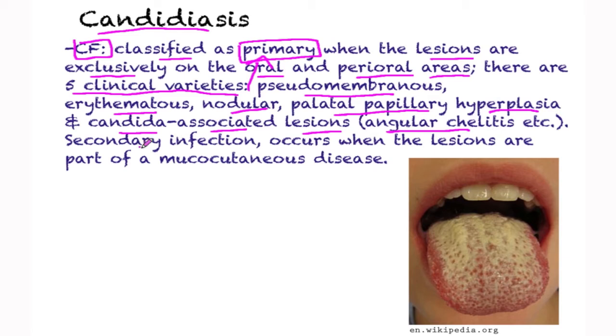The secondary infection is classified as when the lesions are part of a mucocutaneous disease. Now I'm going to go on in the next couple of slides and name the main forms of candidiasis that produce white lesions. They're going to be the pseudomembranous, the nodular, and the mucocutaneous candidiasis.